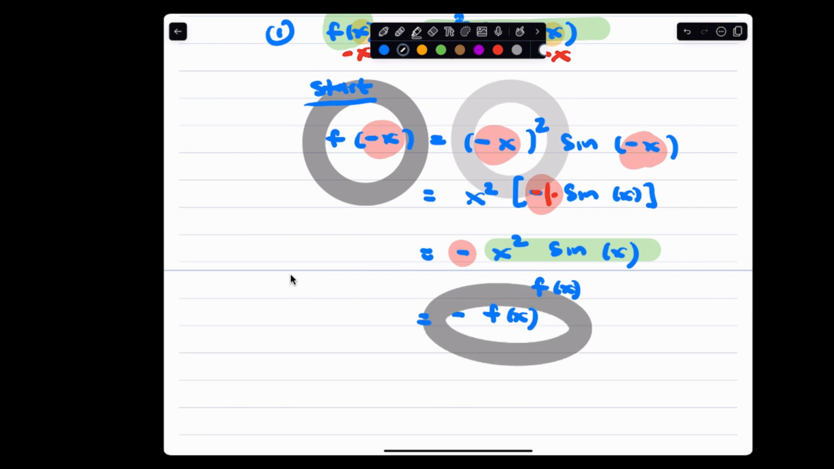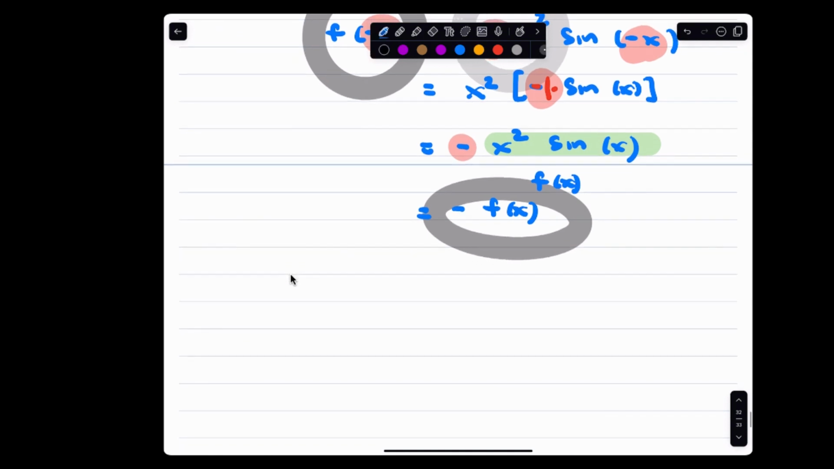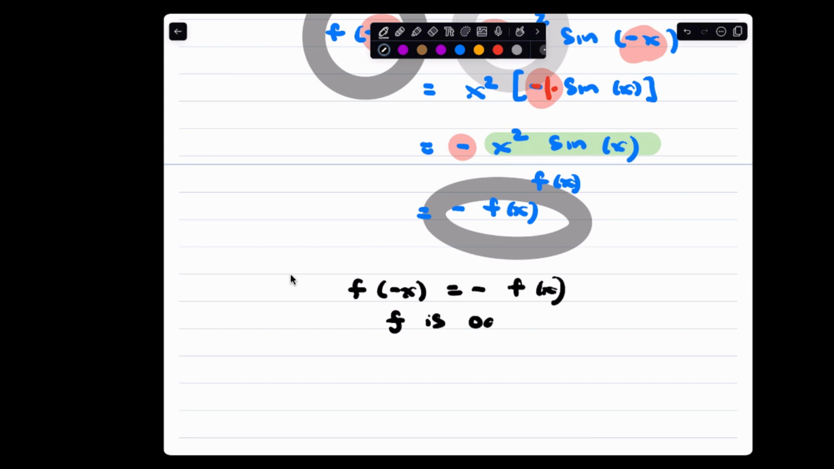f of minus x. So what I sometimes write down is that statement: f of negative x is going to be minus f of x. What does that mean about f? We say f is going to be what now? f is an odd function. Good job. And there it is. You're done.